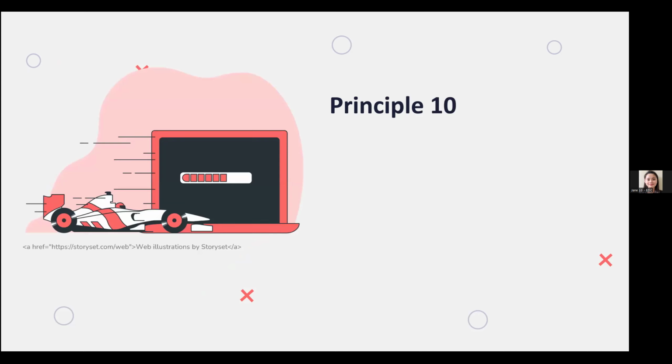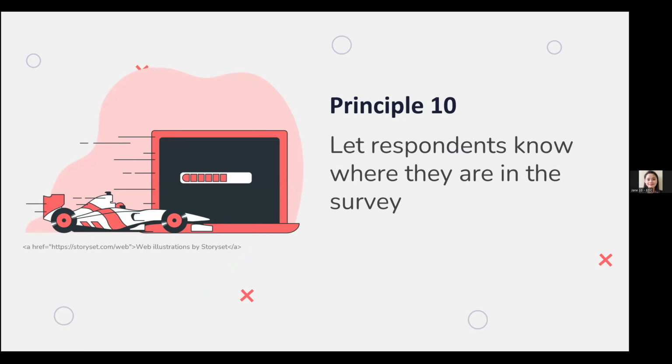Principle 10. You would let the respondent know where they are in the survey. This might get a little tricky and we'll go a little deeper in the next slide. Essentially, you can see from the graphic on the left, there is a progress bar. You kind of know where you're at on the survey or assessment. You don't need to use a progress bar. You can use symbols or color, images, or any conversational language. It really is to help the participant know where they're at.